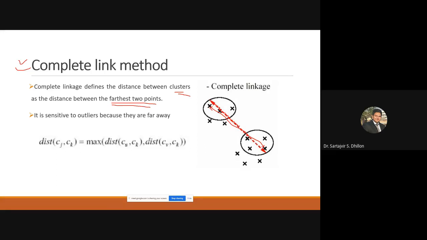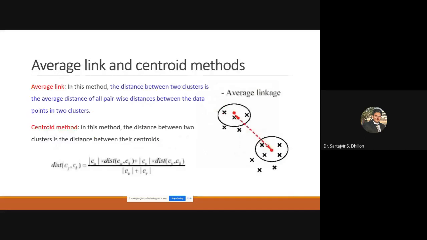Yes, I have just removed it. You have to remember that it is the longest distance between two data points, and there is a simple equation: the maximum. We have to use the maximum operation to identify the distance between these two clusters on the basis of the data points. So yes, it is very sensitive to outliers because they are far from each other. There is a kind of sensitivity in complete linkage. You can remember that.